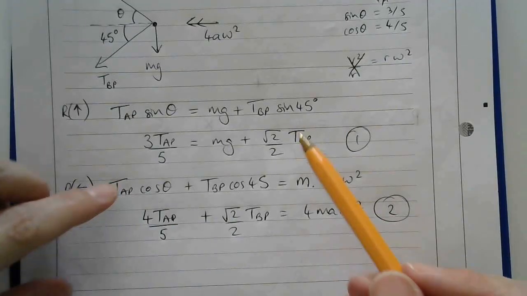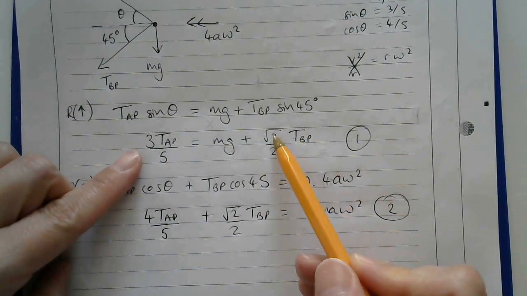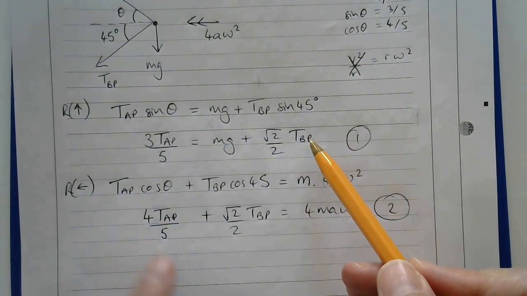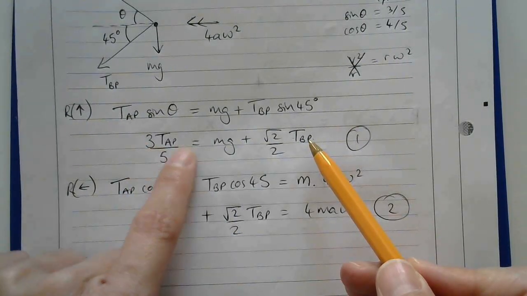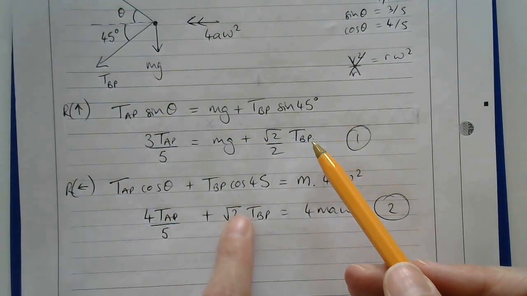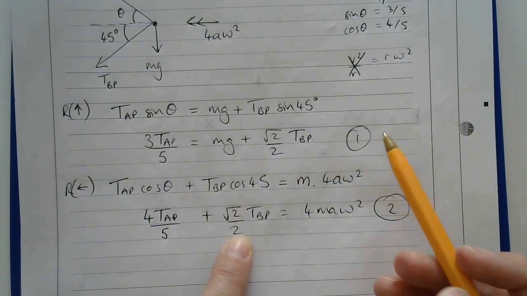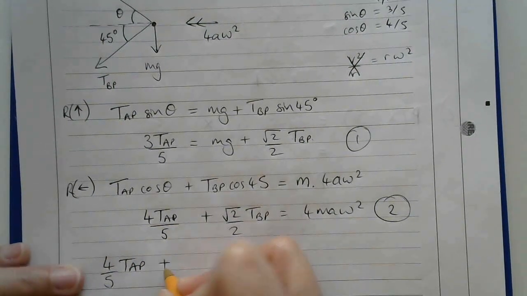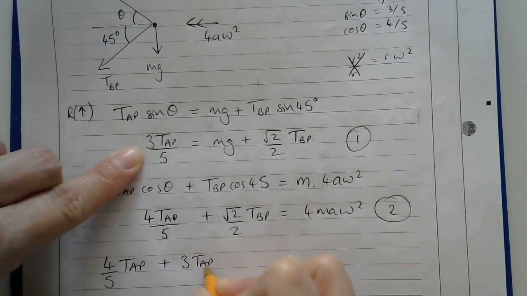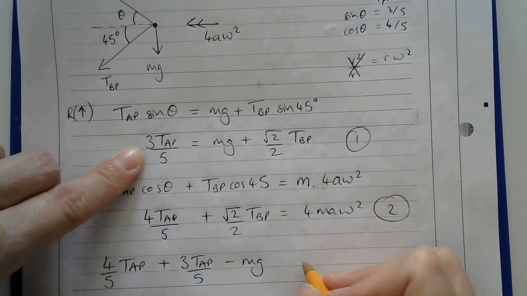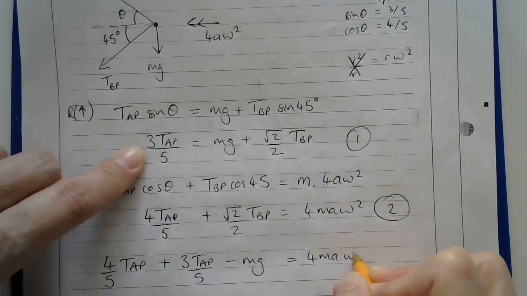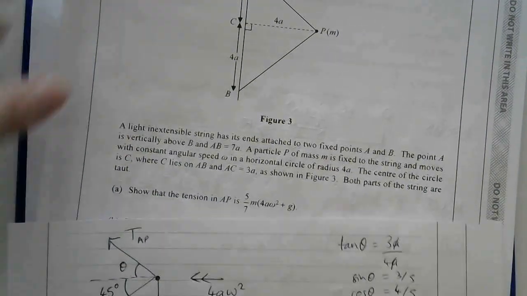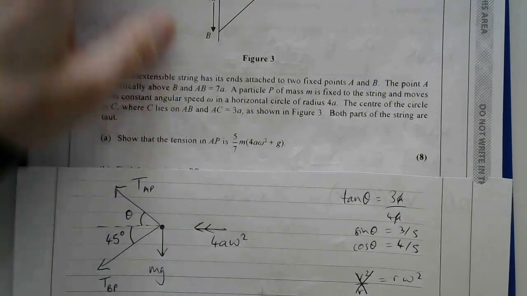So basically, if I rearrange this one to give me root 2 over 2 TBP, then I can substitute in 3 TAP over 5 minus mg in the place of this bit here. So I would get 4/5 TAP plus 3 TAP over 5 minus mg would equal 4ma omega squared. If I just look back at what I'm trying to find, TAP, yeah, okay, so I'm looking for this.